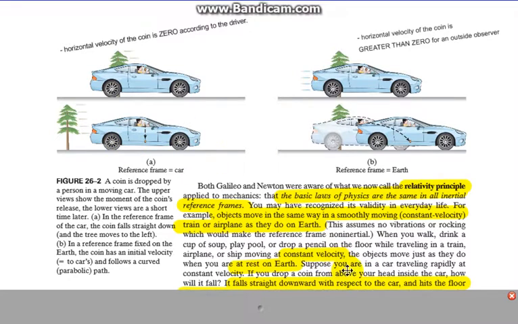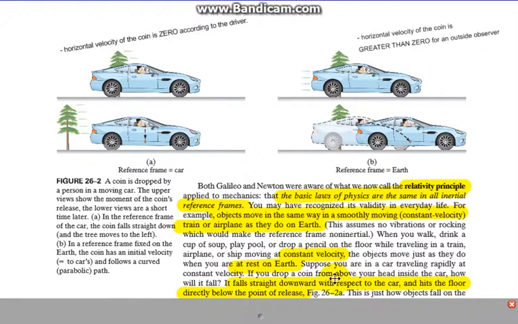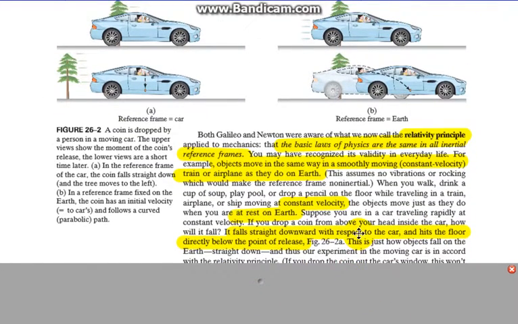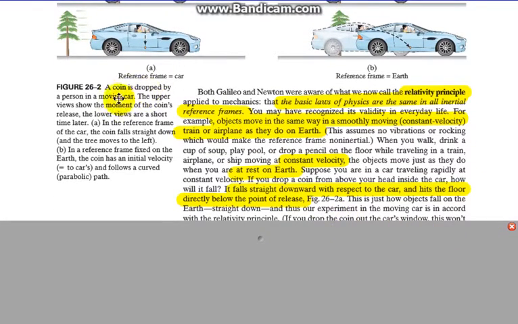Now suppose you're in a car traveling at a constant velocity, maybe going 100 kilometers per hour straight. You drop a coin from above your head inside the car. How does it fall? Of course, it simply falls straight down with respect to the car and hits the floor directly below the point of release. So when you drop the coin, you would see it fall straight down, and that's from your frame of reference, the reference frame of the moving car, which is an inertial reference frame because you're moving at constant velocity. And that's how objects would fall for someone doing the experiment at rest.